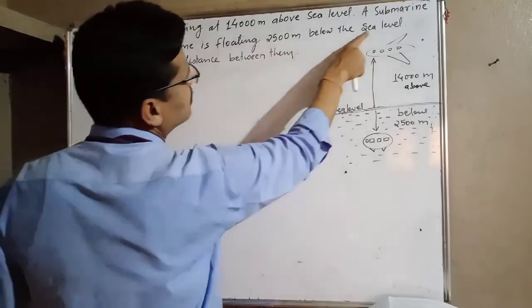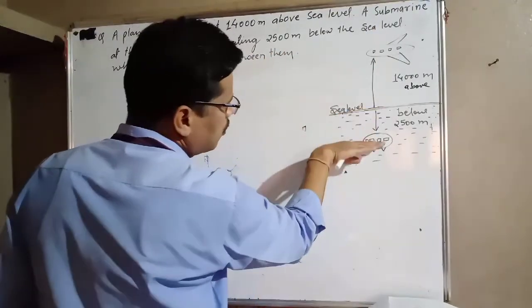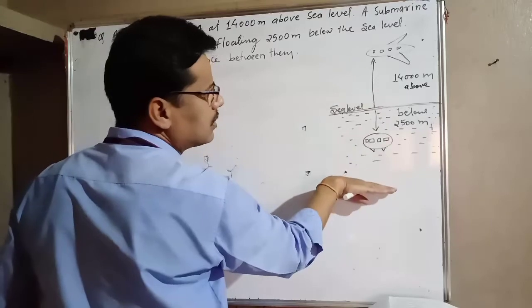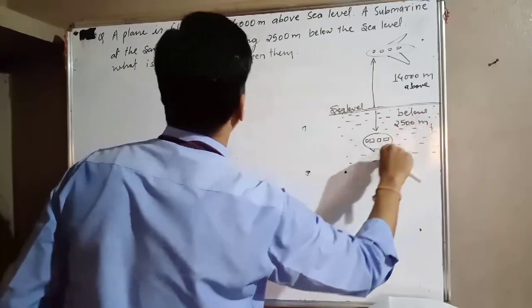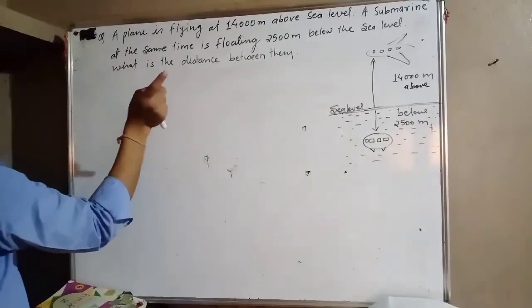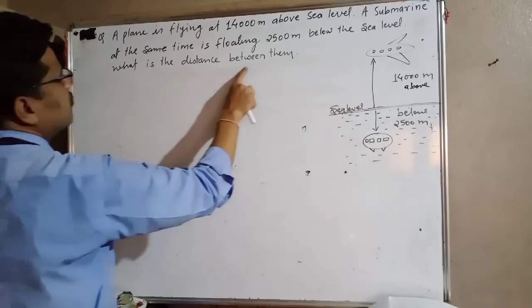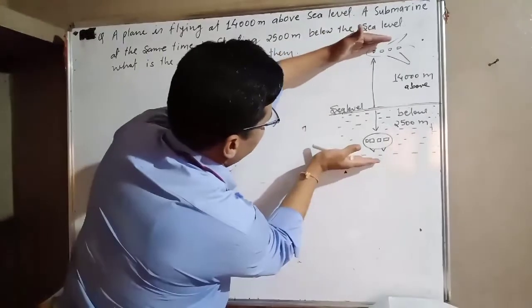The submarine at the same time is floating 2500 meters below the sea level. This is sea level and below. Below means समुद्र के अंदर, 2500 मीटर की डिस्टेंस पर फ्लोटिंग कर रही है. Okay, so what we have to find is the distance between them. We want to find out the distance between these two.